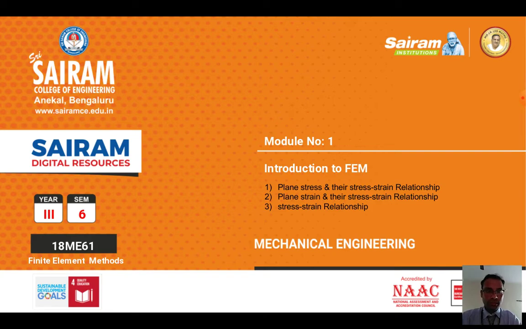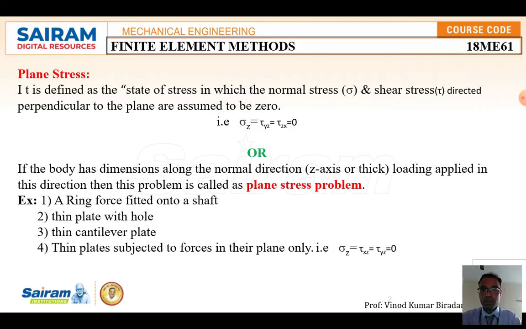Let me explain in detail now. What do you mean by plane stress here? It is defined as the state of stress in which the normal stress, denoted by sigma, and the shear stress, tau, directed perpendicular to the plane are assumed to be 0. Such a condition we are going to call a plane stress problem, that is sigma z is equal to tau yz, which is equal to tau zx, which is equal to 0. If this condition is satisfied, we call it a plane stress problem.